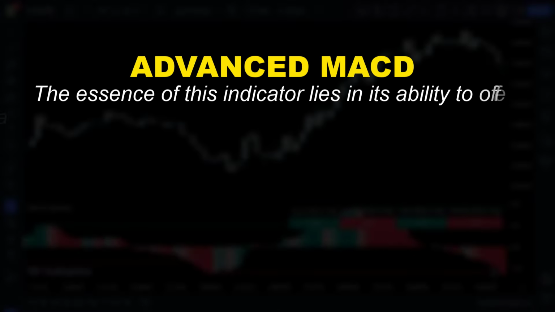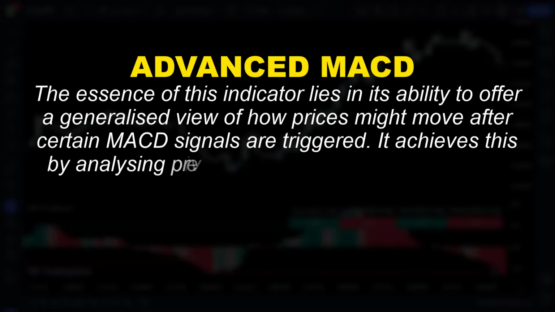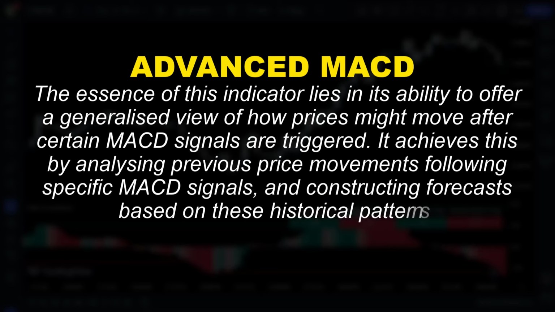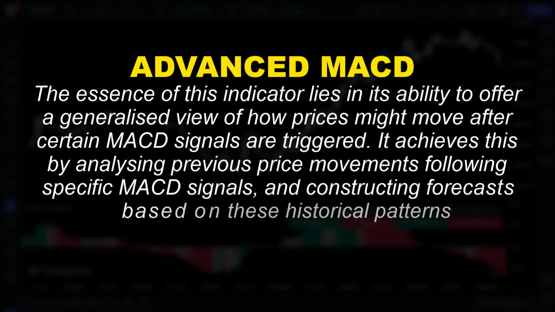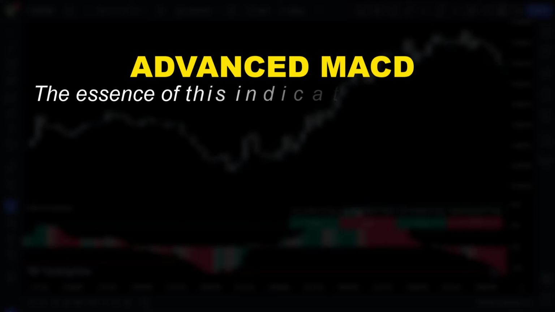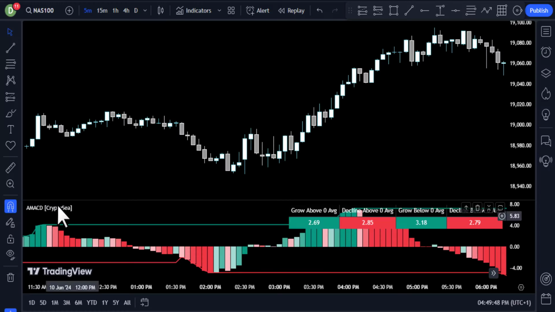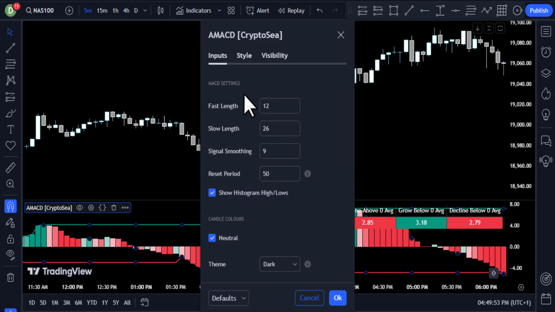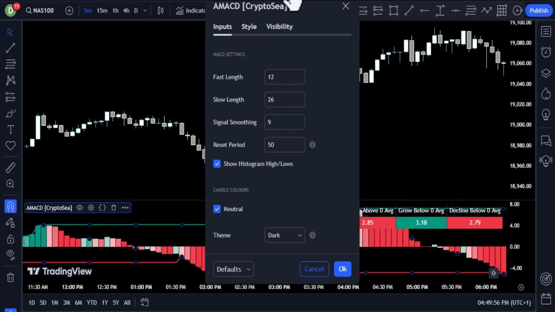The essence of this indicator lies in its ability to offer a generalized view of how prices might move after certain MACD signals are triggered. It achieves this by analyzing previous price movements following specific MACD signals and constructing forecasts based on these historical patterns. You have the flexibility to adjust the conditions for generating MACD signals through the trend determination settings, which are here in the input section.